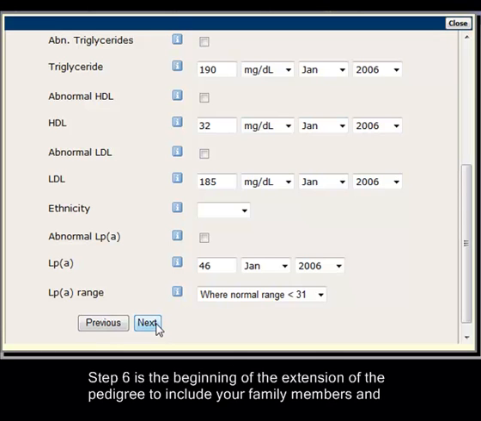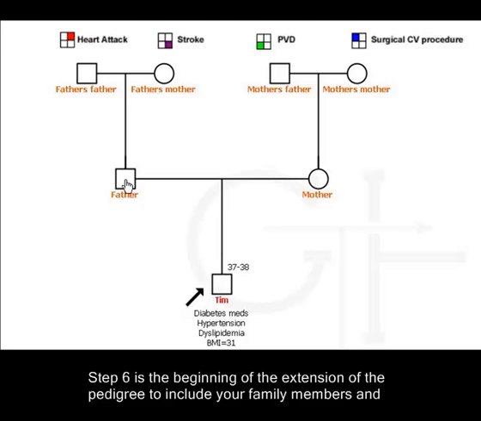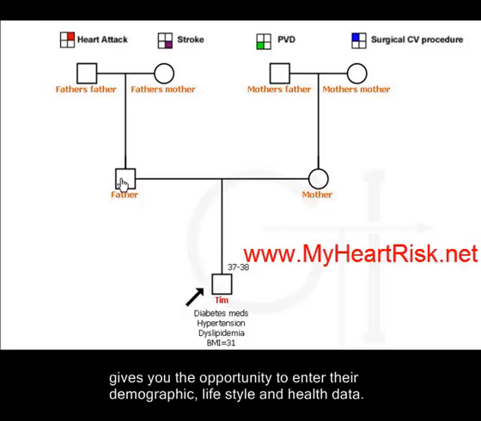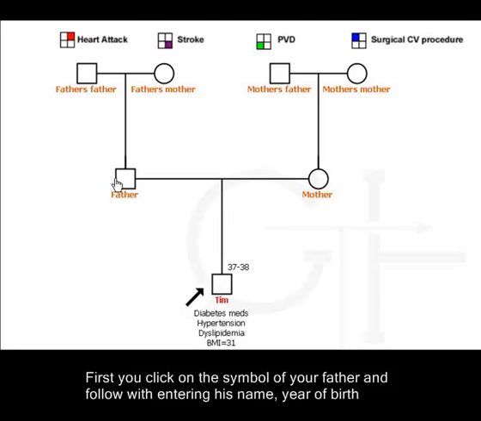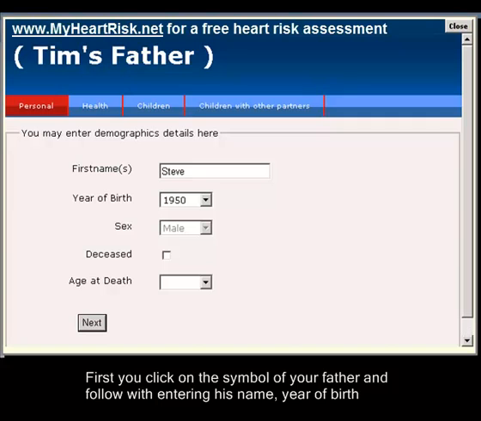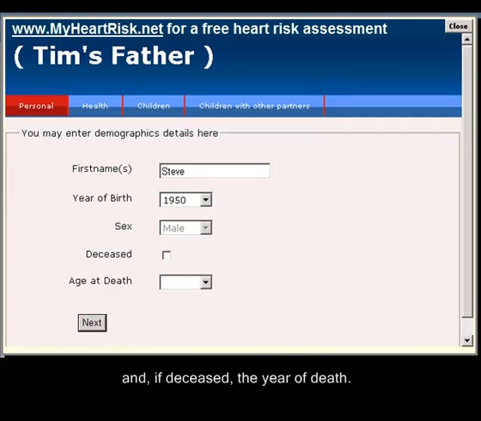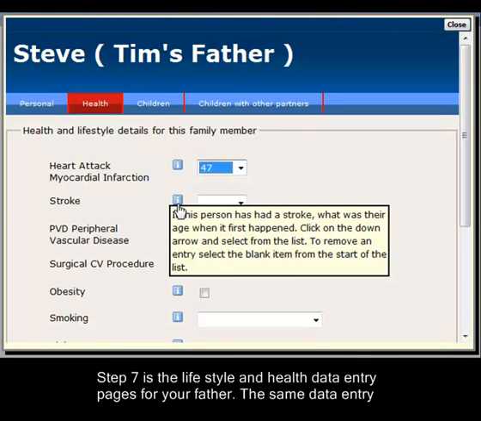Step 6 is the beginning of the extension of the pedigree to include your family members and gives you the opportunity to enter their demographic, lifestyle, and health data. First, you click on the symbol of your father and follow with entering his name, year of birth, and if deceased, the year of death. Step 7 is the lifestyle and health data entry pages for your father.